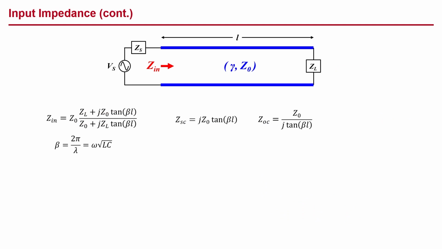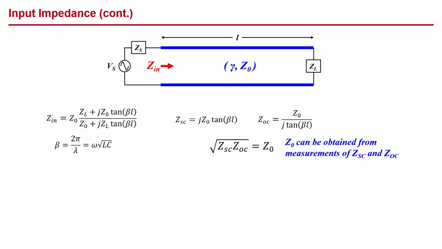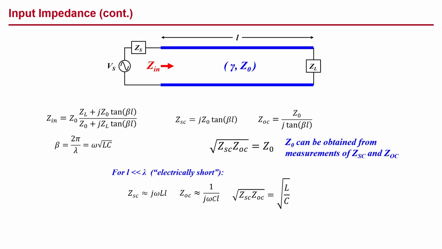Looking at these two expressions for short circuit and open circuit impedance, we see that if we take their geometric mean, we get Z naught. This means that the characteristic impedance of a cable can be obtained from measurements of the short circuit and open circuit impedances. These can be easily measured directly, as I will show you shortly. Also, when we look at the electrically short expressions, when we take their geometric mean, we get the square root of L over C. So, the pieces all fit together, as they must.